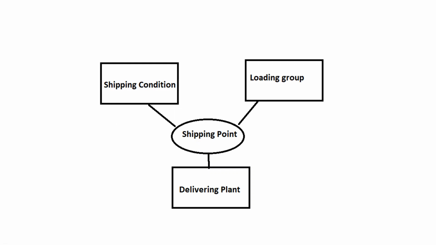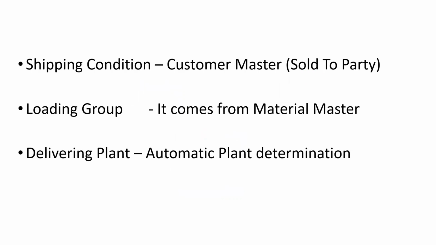When it is asked in an interview, most of the candidates simply say it is shipping condition plus loading group plus delivering plant. But telling this much is not enough. You also need to tell from where all these parameters are coming in a sales order. For example, shipping condition comes from the customer master, sold to party, which is provided in the order. Loading group comes from the material master of the material, which is provided in the sales order. Delivery plant comes by automatic plant determination.